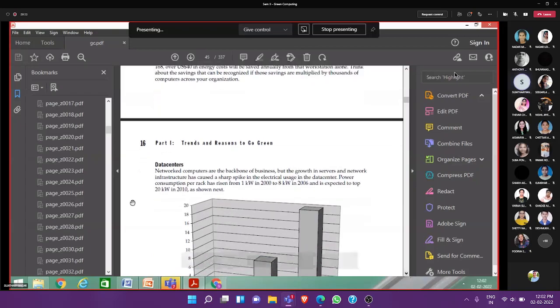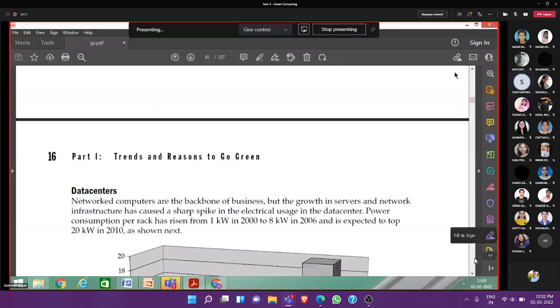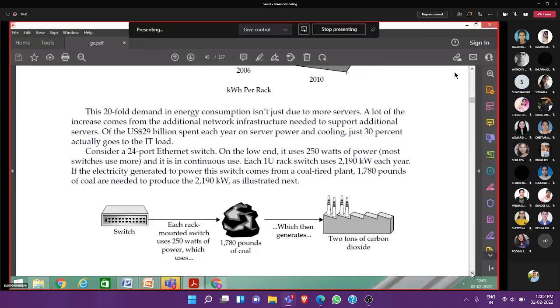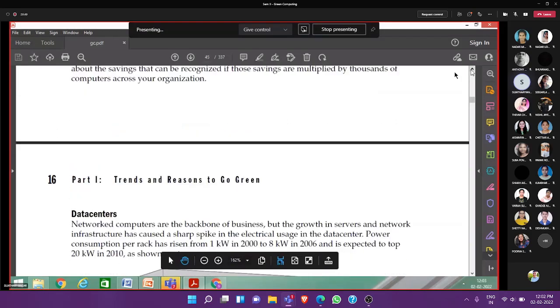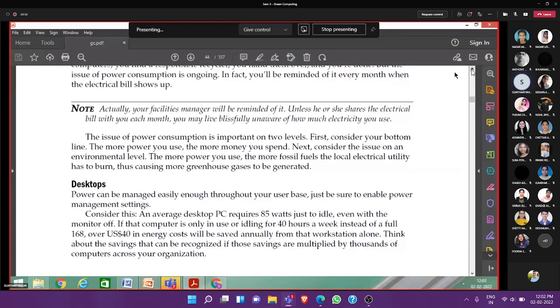So we have already seen the power savings in the data center also. We need to see all these, and this we did not see. Only we discussed the power. We have understood the more power you use, the more money you spend.